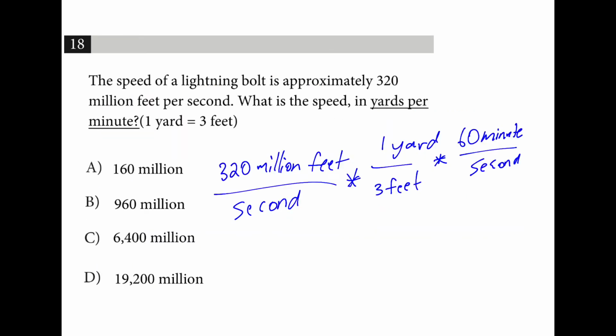If I start with 320 million feet per second, and I convert this by 1 yard per feet, I still have to convert to minutes as well. So the feet are gone, the seconds, oh, I wrote those backwards, but I had the numbers right. The seconds are gone, and I'm left with yards per minute, which is what I want. 6,400.